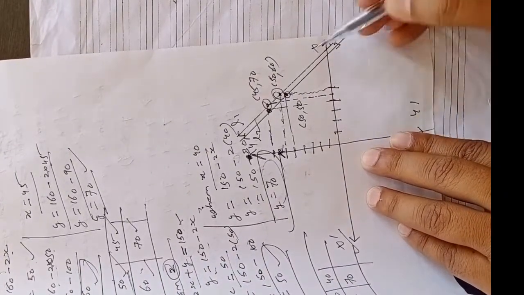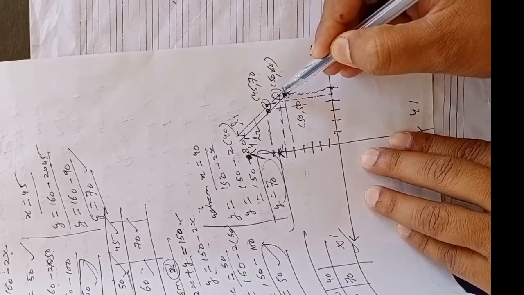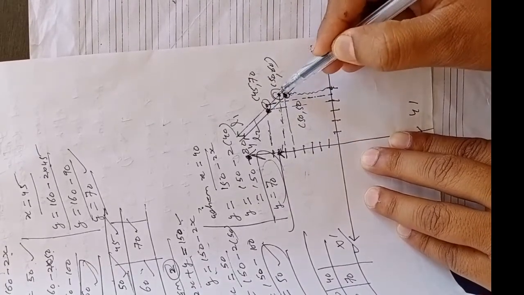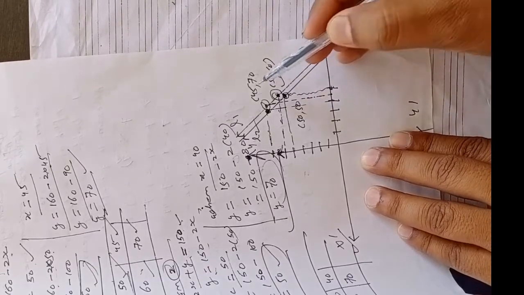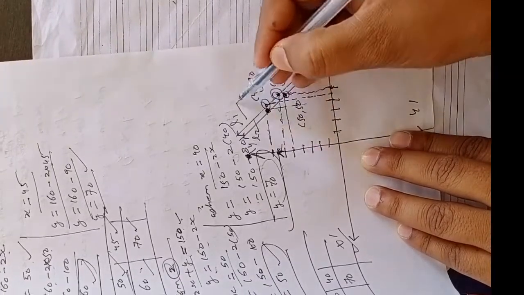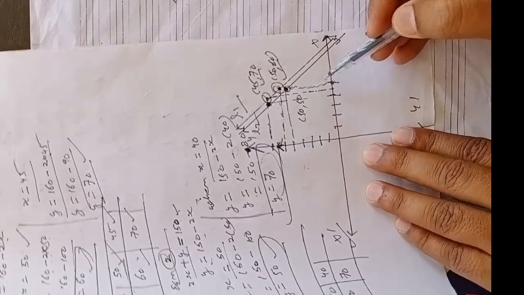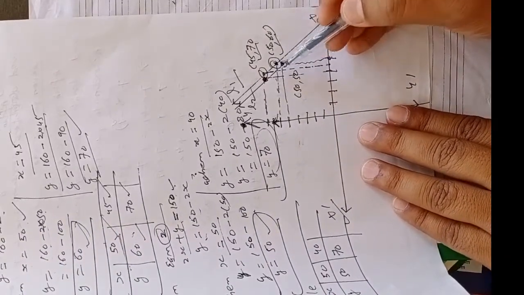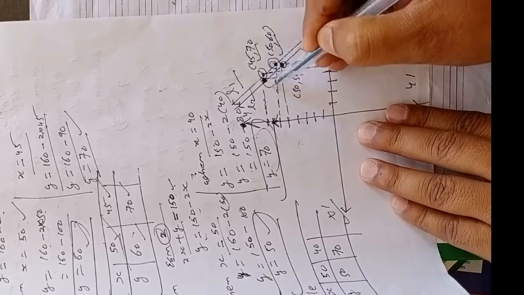So it is coming like this. You can easily draw it in a graph. I have done it on white paper, but you can draw it on graph paper. 50 to 60 and 45 to 70, this one is the first equation, and the second one is 50 to 50 and 40 to 70. Then this is the second equation.